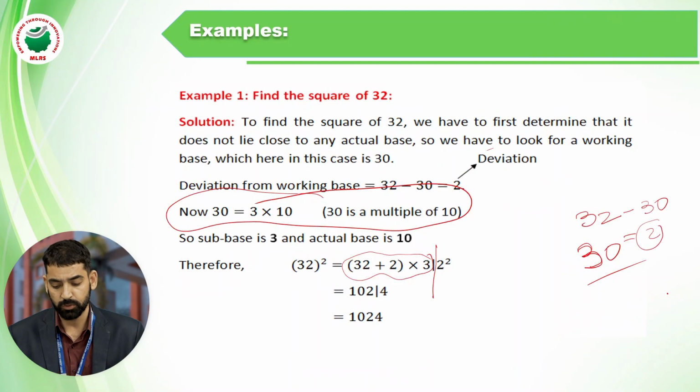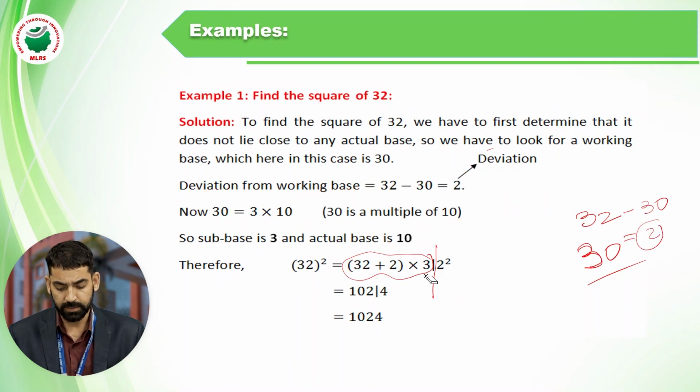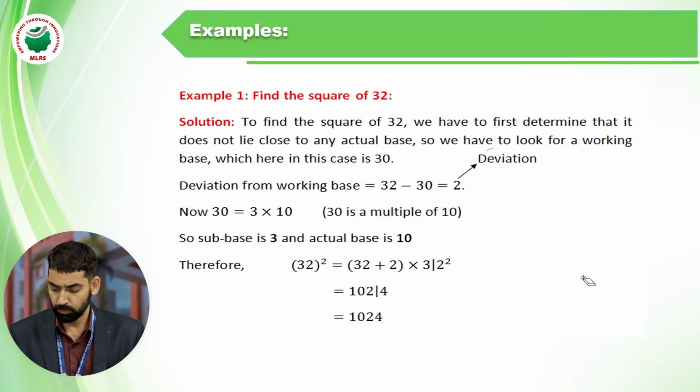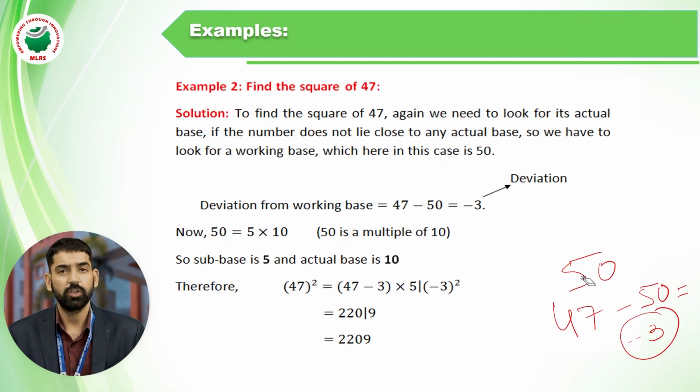In the previous example, the deviation is positive 2 because the number is greater than the base. Here, the number is smaller than the working base, so the deviation is negative. Deviation, as we discussed in our previous lecture, can either be positive or negative. Now 50 can be put as 5 into 10, so 5 is the sub base and 10 is the actual base.